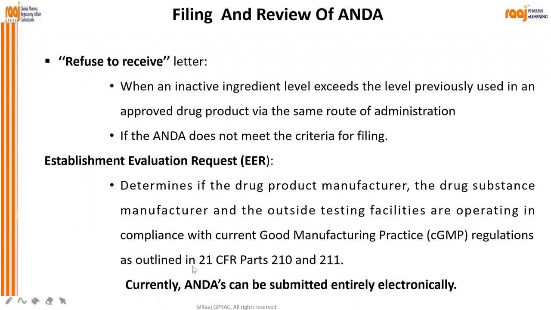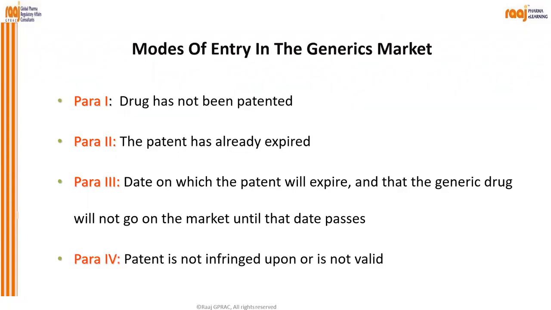Currently, all ANDAs are submitted electronically only through the ESG gateway, the Electronic Secure Gateway, for which you have to apply for a production account. Just as we get a user ID and password to operate internet banking, similarly in USFDA also, you have to open the ESG account and upload your ANDA application via the ESG gateway.